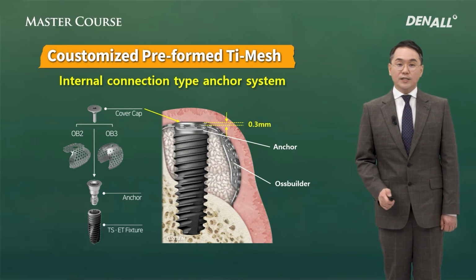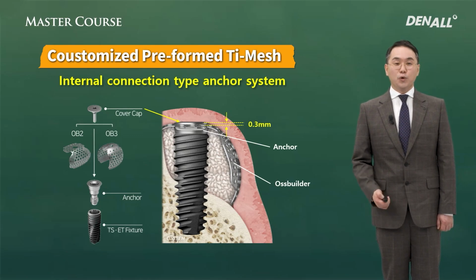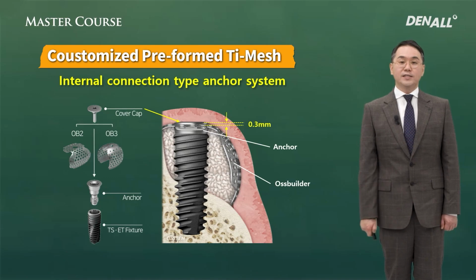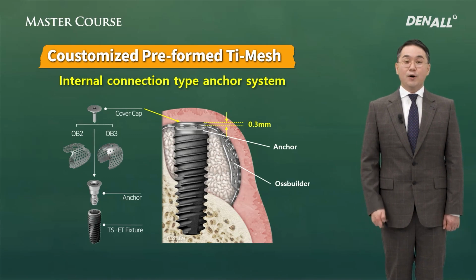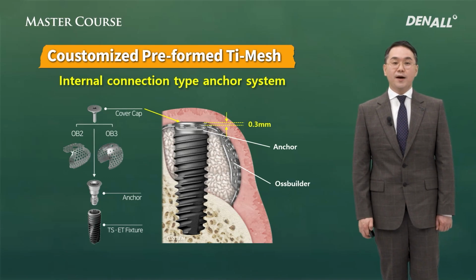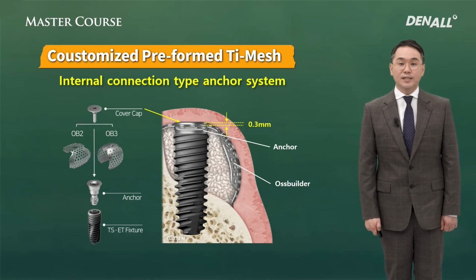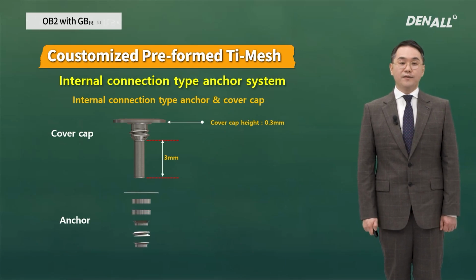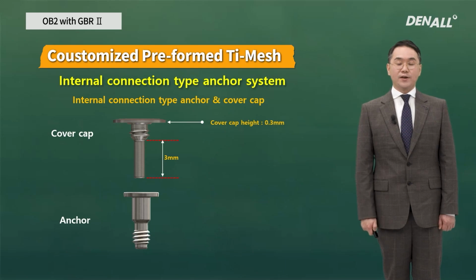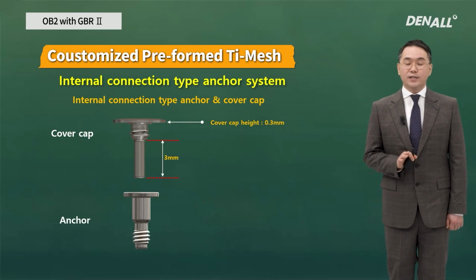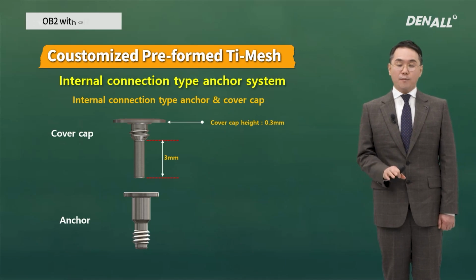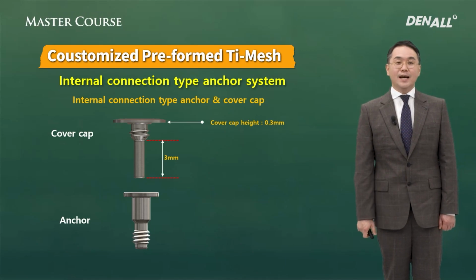And there was possibility of wrong connection. A couple of years ago, in order to rectify this problem, internal connection type was introduced. I use the internal connection type anchor system mostly. If you make a new order these days, I'm assuming that you'll be using the internal connection type anchor system. I'm going to give you a brief explanation. Cover cap is like this, and anchor looks like this. The connection is completely different. Therefore, the new cover cap or healing cap does not fit the old anchor.